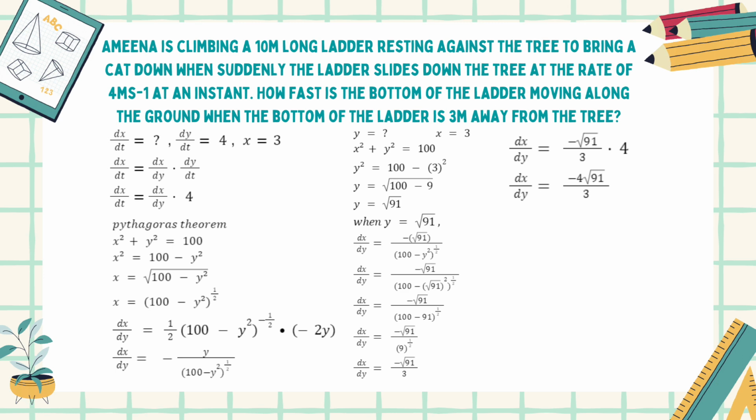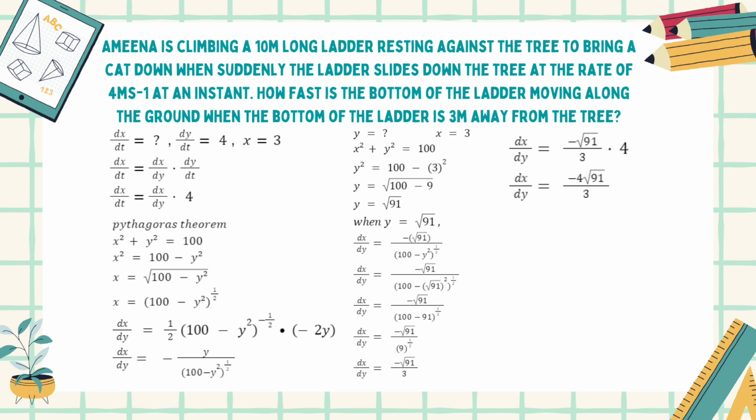For this question, imagine the shape when the ladder is resting against the tree. Since it's shaped like a triangle, we must apply the Pythagoras theorem. We need to find the value of dx over dt. So dx over dy needs to be multiplied by dy over dt, since we can cancel out the dy. By differentiating the Pythagoras theorem, we can substitute the values of 3 and 10.